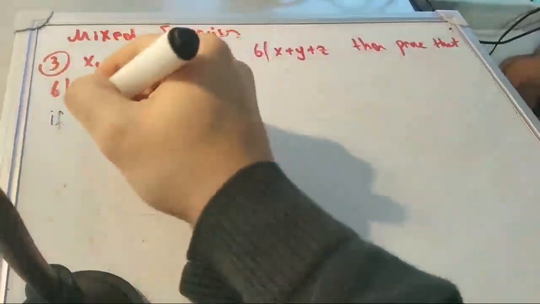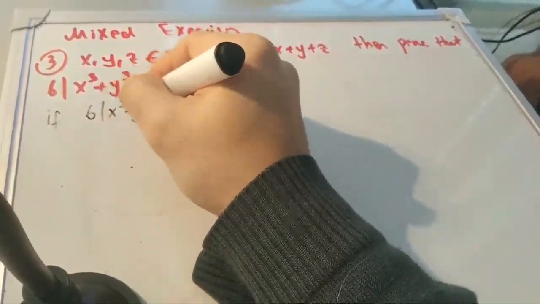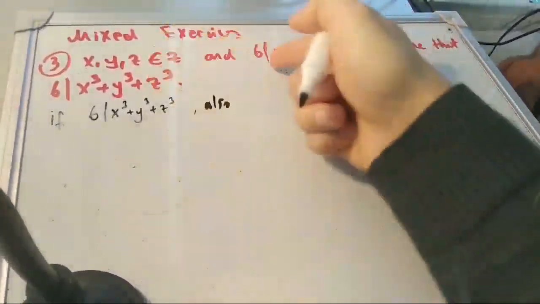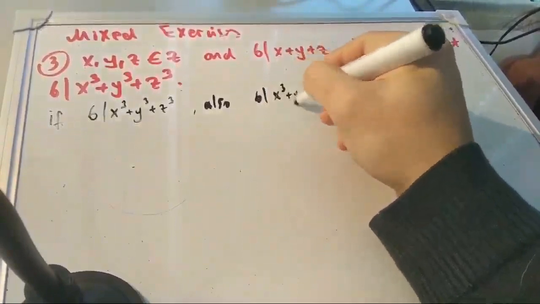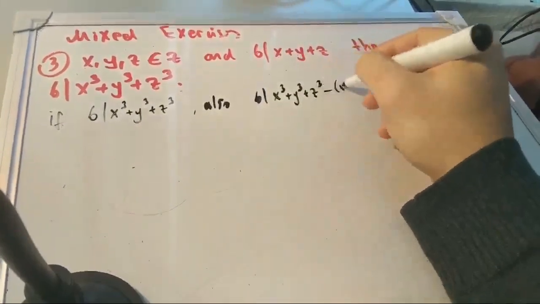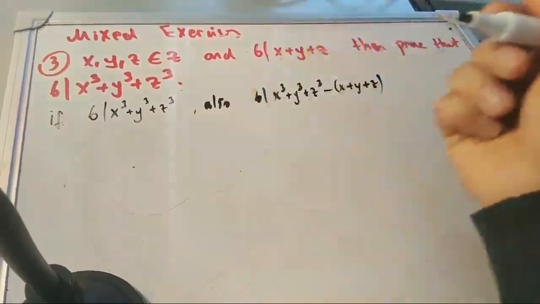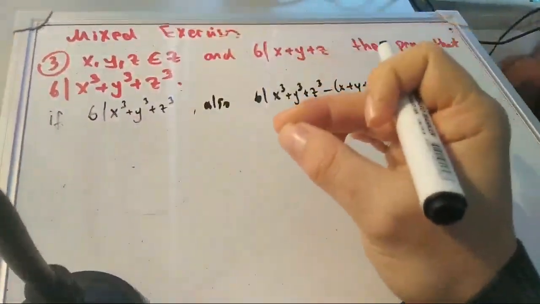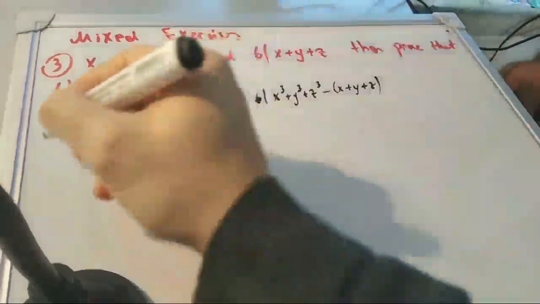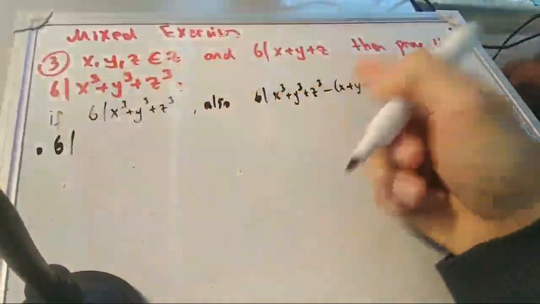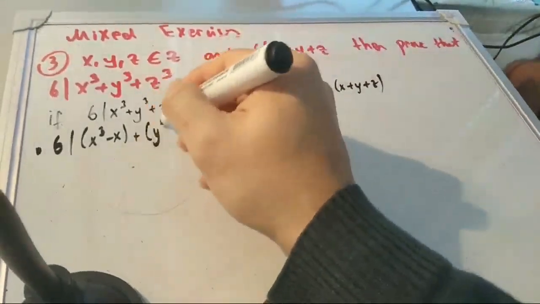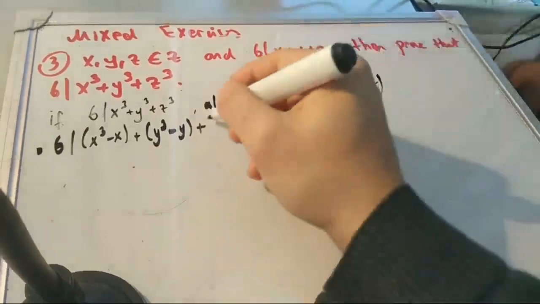When we say X cubed plus Y cubed plus Z cubed is divisible by 6, also when we take the difference between the numbers, minus X plus Y plus Z, still the number is divisible by 6, right? If it is not, that's a contradiction, so we cannot prove it. So first, we'll start with: 6 divides X cubed plus Y cubed plus Z cubed, okay? And 6 divides X cubed minus X plus Y cubed minus Y plus Z cubed minus Z.